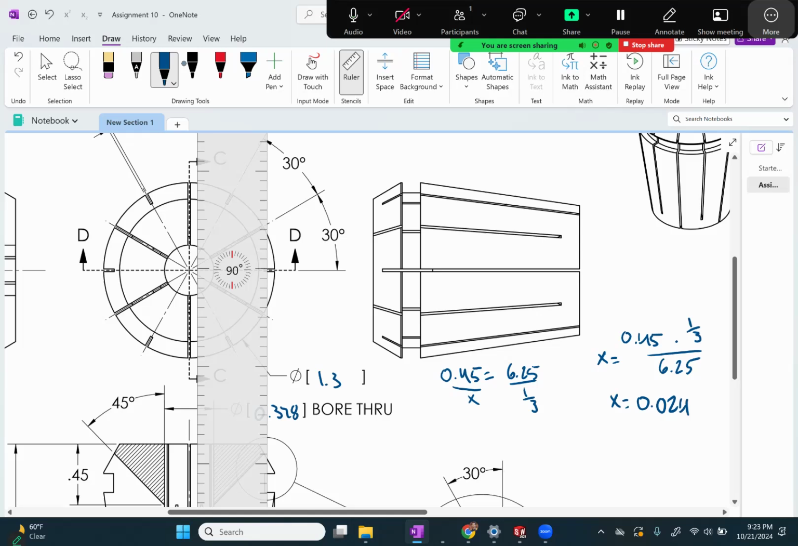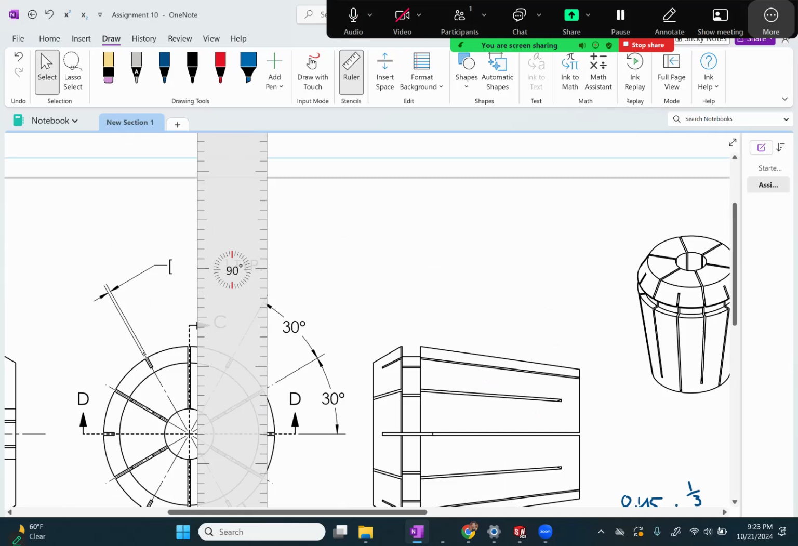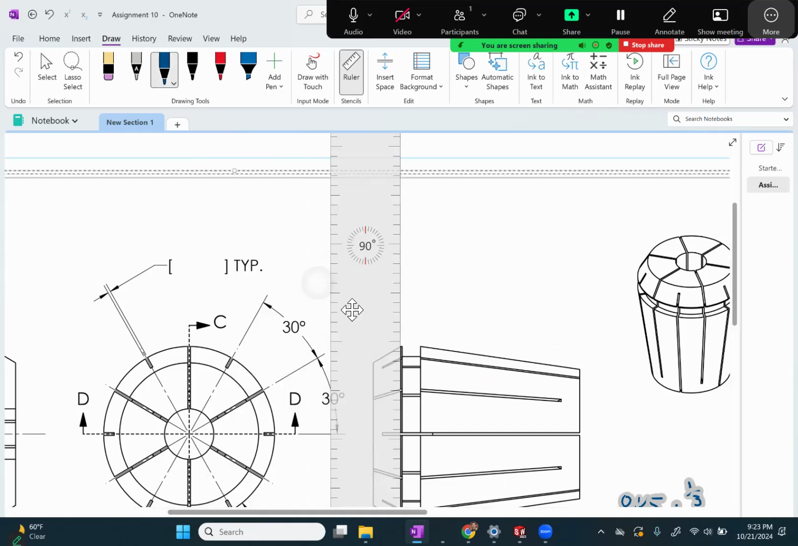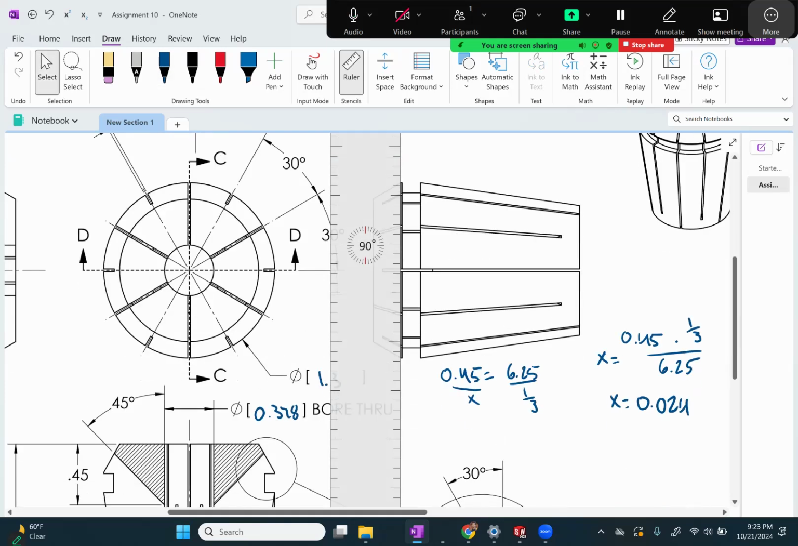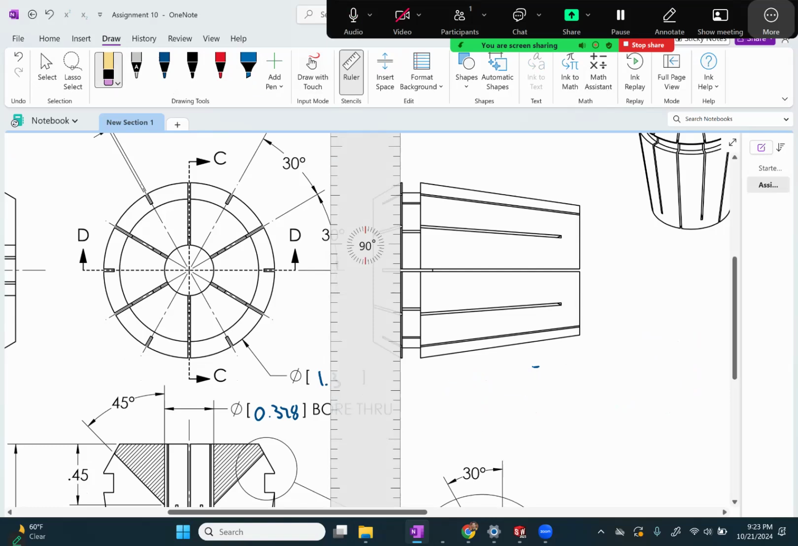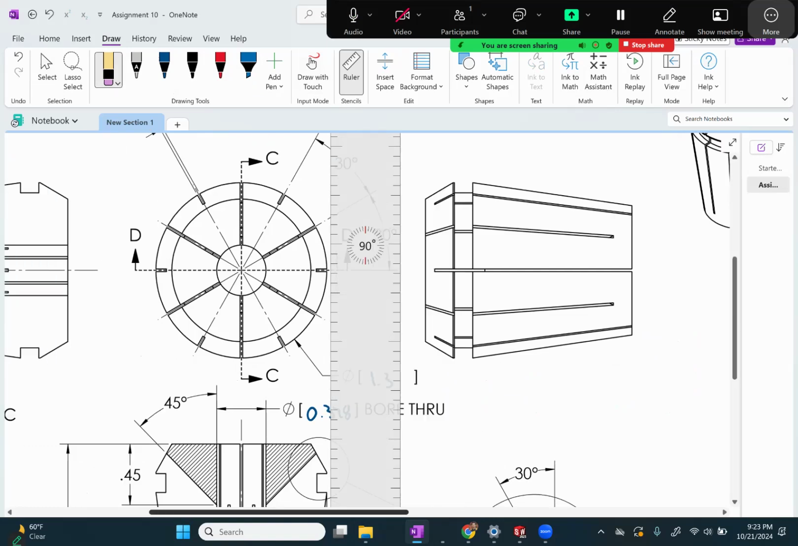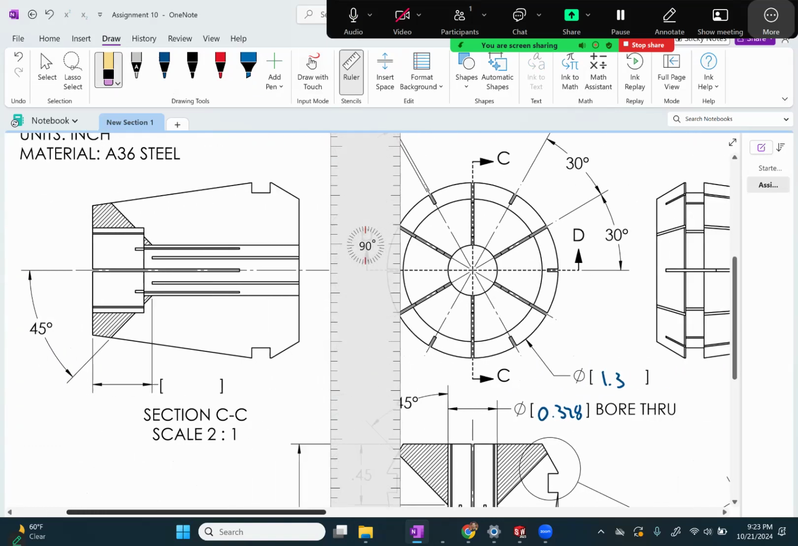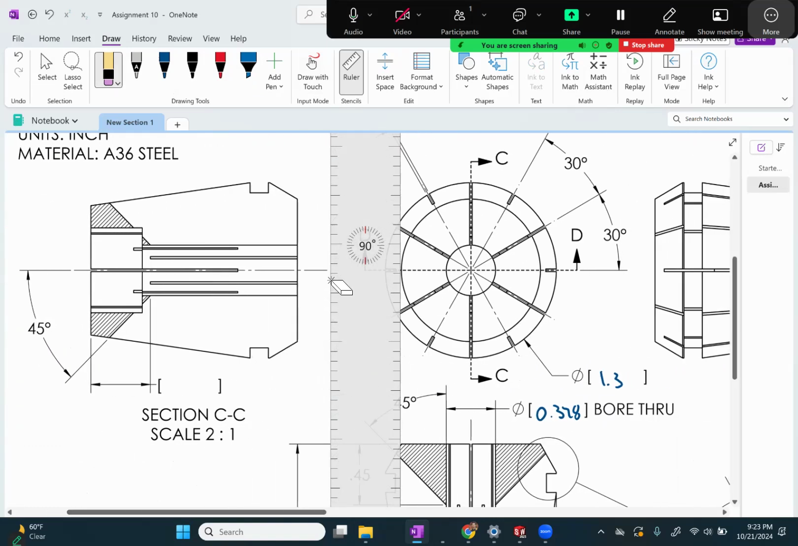0.024. So if I'm rounding this to my hundredths place, this would be 0.02. All right, we have those two. So let's erase our mess over here, and then finish up with this dimension.